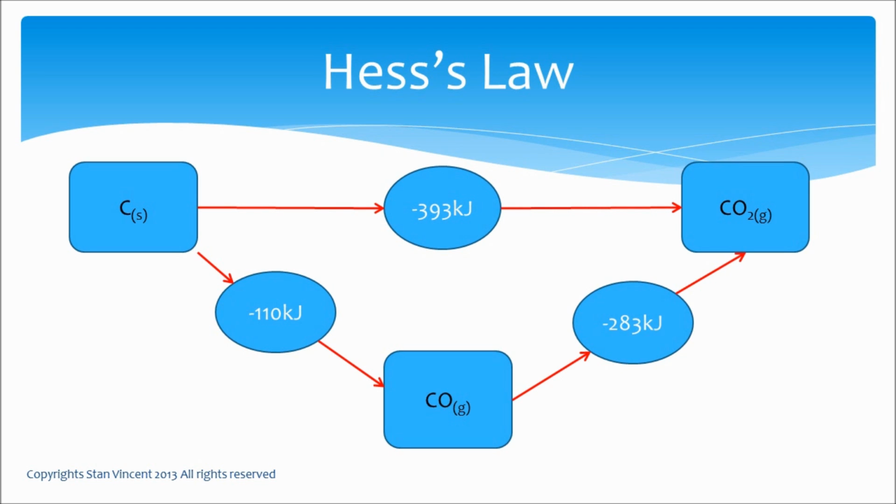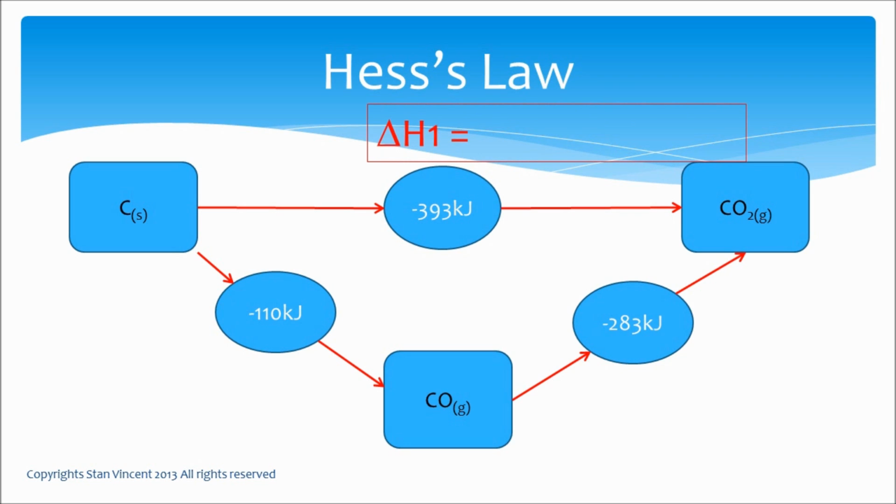Now if you add minus 110 and minus 283, that gives you minus 393. So it shows us the algebraic addition of enthalpy changes during chemical reactions is true based on Hess's law. So step 1, converting carbon to carbon monoxide, plus step 2, converting carbon monoxide to carbon dioxide. When you add the energy changes for both, it is equal to the energy change when 1 mole of carbon dioxide is forming from its elements.